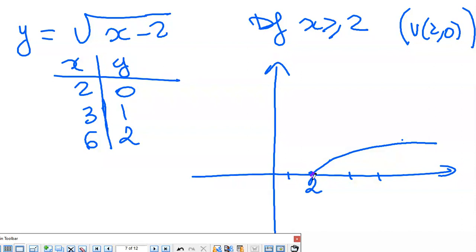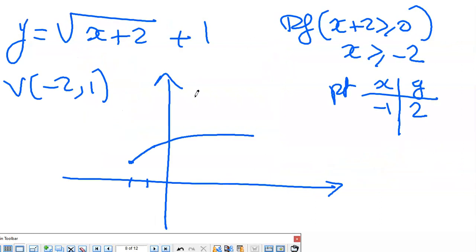And then take more points bigger than 2. If you take 3, radical 3 minus 2 is radical 1, so it's 3, 1. If I take 6, 6 minus 2, it's radical 4, 2, and then you draw the radical. I have this one here. What is the vertex? As I said, the formula is x minus h plus k. It's like the quadratic, but here it's radical. So it's minus 2, 1. So I know that I should start from minus 2, 1.